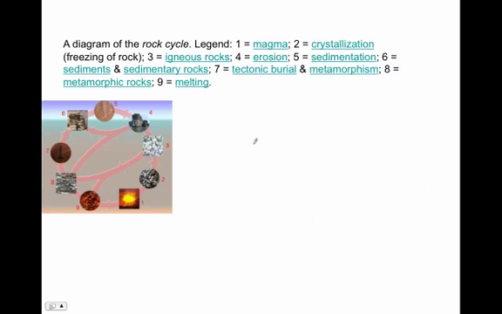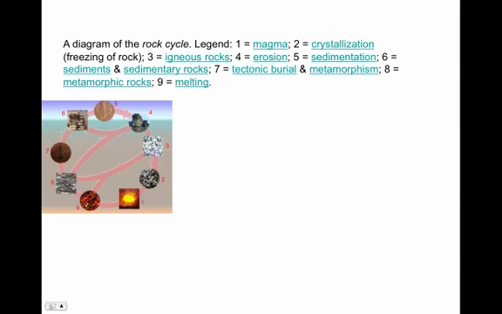Here's a label of the rock cycle. Let's have a look at this. Number 1 would be magma. Number 2, crystallization. Number 3 might be igneous rocks. So this is the cooling process. Number 4 might be labeled breakdown of erosion and weathering. Number 5, sedimentation. Number 6, sediments. Number 7, burial deep down, close to a magma chamber, heat and pressure, and now we have a metamorphic rock. And number 9 might be melting again.